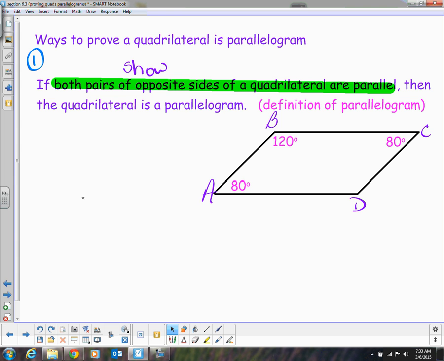All right. So what do you know about angle A and angle B? They're same side interior. Angle A and angle B are what? Look at their measures. They're supplementary.